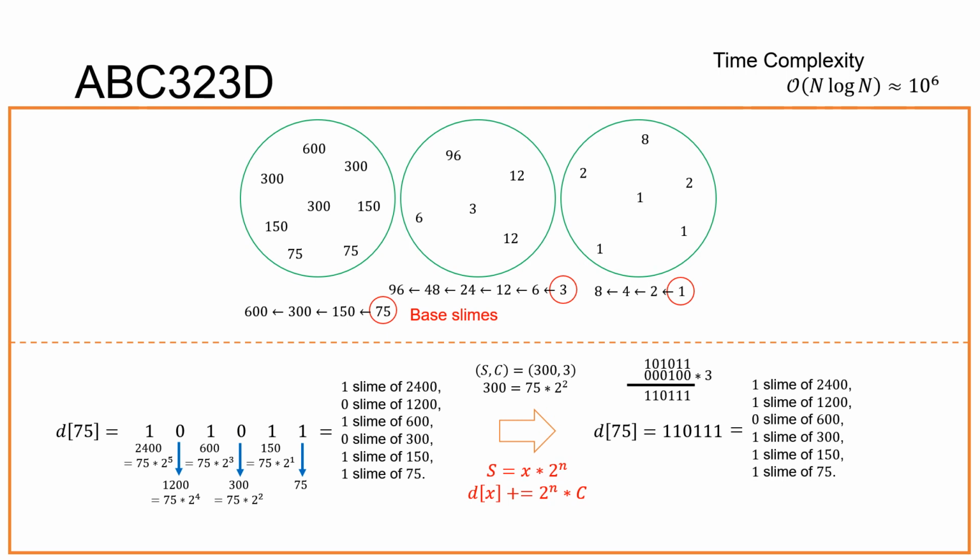After adding all the slimes, we'd like to know the number of remaining slimes. It's also easy because we compute the pop count of each management number. This ends the explanation of D.